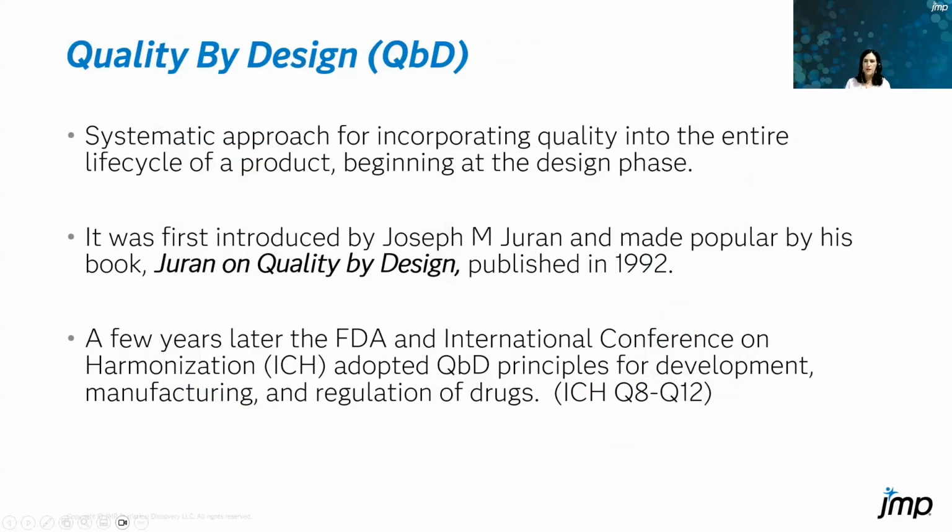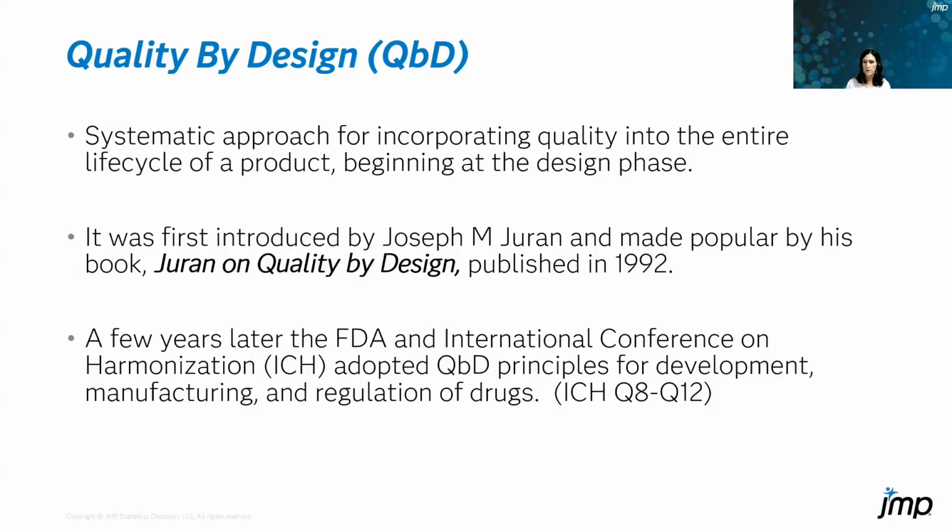So it turns out that this idea for finding an optimal operating region has been around for a long time and was first published by Joseph Juran way back in 1992 in his book, Juran on Quality by Design. He wrote about a systematic approach for incorporating quality into the entire life cycle of a product, beginning at the design phase.